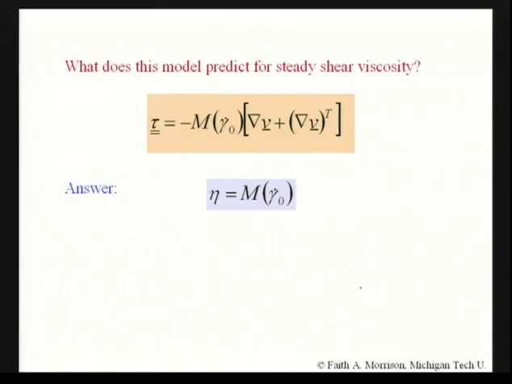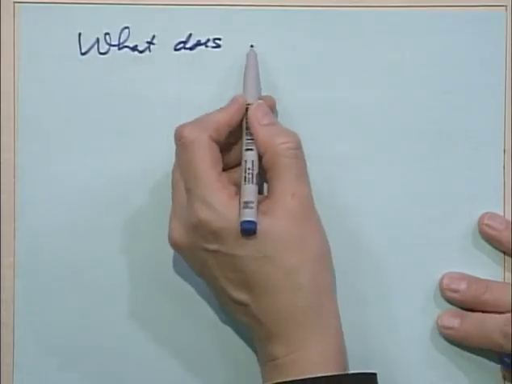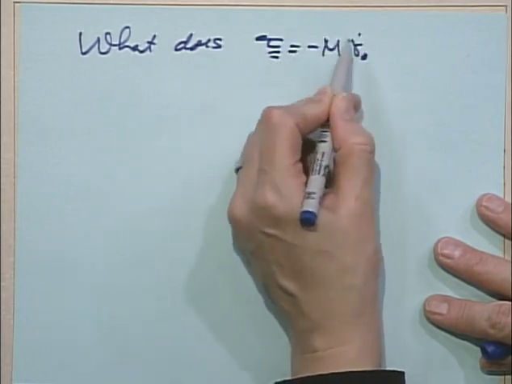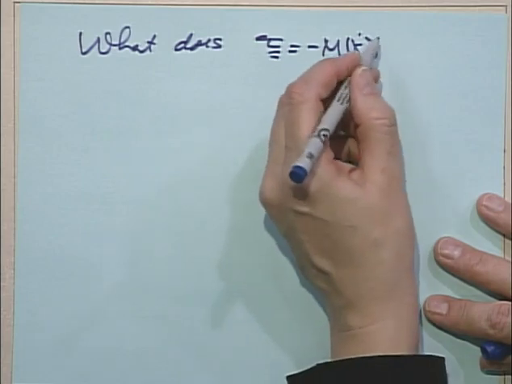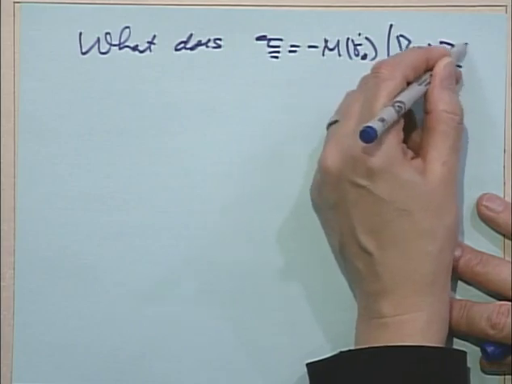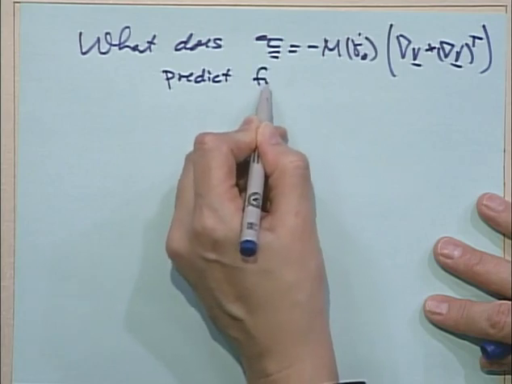So if we invent this constitutive equation, we can ask the same question: what does it predict in shear flow? And the calculation method follows the same. So what does this constitutive equation, tau equals minus m of gamma dot naught times del V plus del V transpose, predict for steady shearing flow?